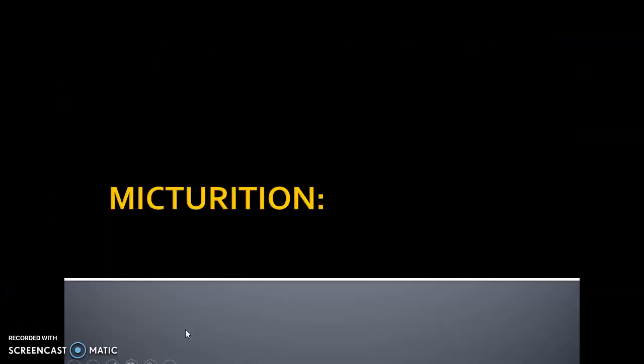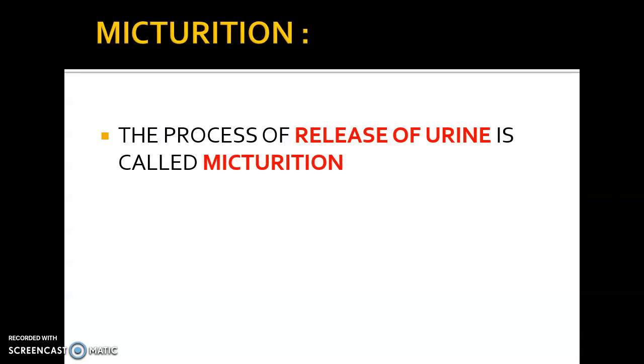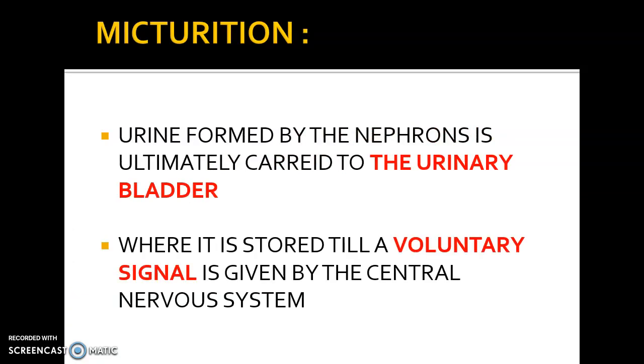Now let's move on to the next part of this chapter, and that is a phenomenon called micturition. Micturition in simple terms means the release of urine from the urinary bladder. So the process of release of urine is called micturition. Let's understand how exactly this micturition phenomenon occurs.